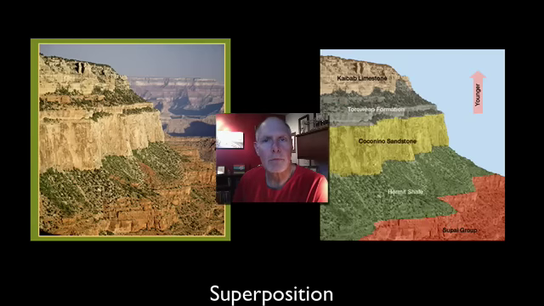So one of the principles that they use is something that's called superposition. If you take a look at the image on the right-hand side, you'll see that red group at the very bottom. Scientists will tell us that's the oldest rock in that formation because it's at the bottom. On top of that is that green layer, and then that yellowish layer in the middle, then that darker one near the top, and then you have the one at the very top.